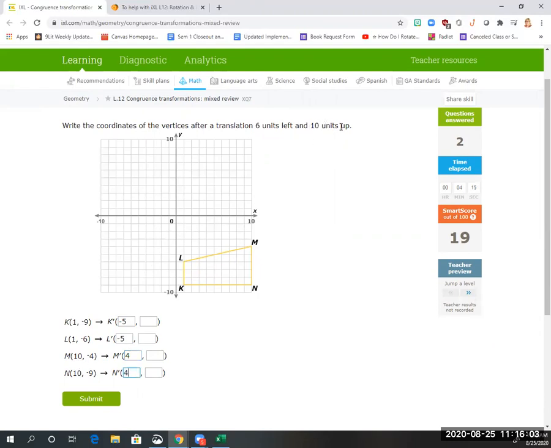And then 10 units up, I'm adding 10 to the y. So negative 9 plus 10 is 1. Negative 6 plus 10 is 4. Negative 4 plus 10 is 6. Negative 9 plus 10 is 1.